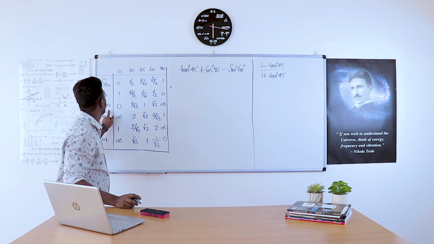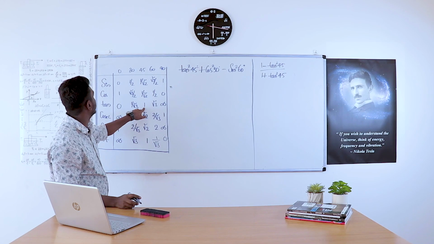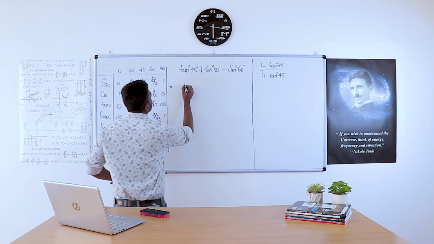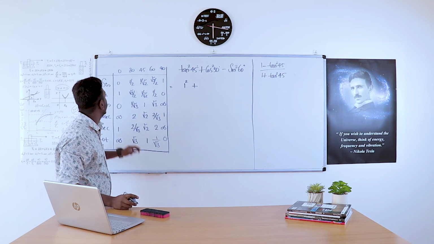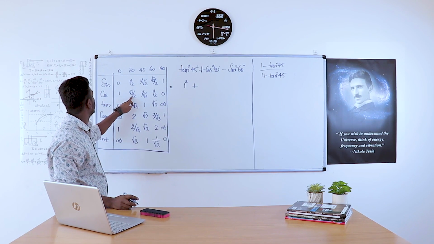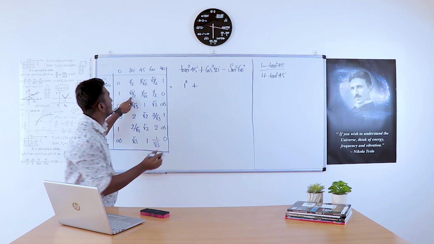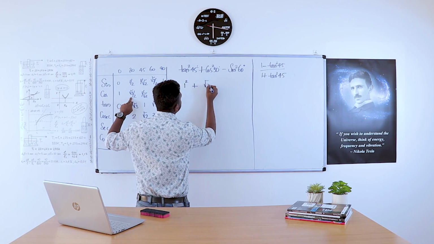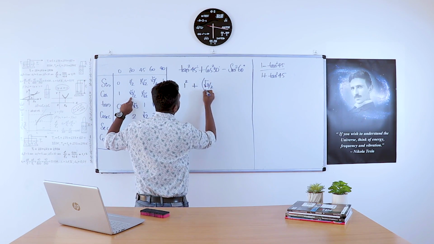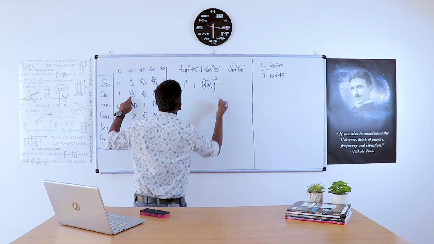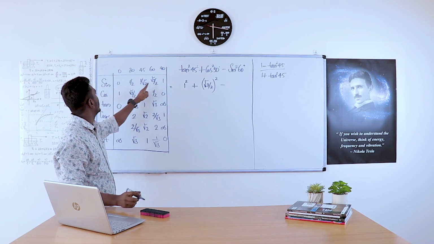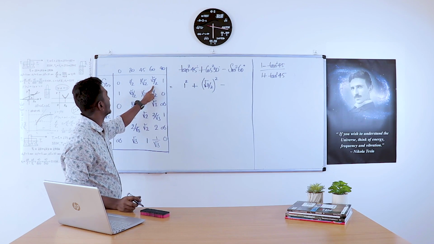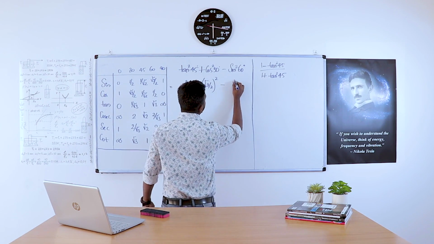What is tan 45? Look at the table. Tan 45 is 1. So 1 square plus cos square 30. What is cos 30? Just look at the table. Cos 30 is root 3 by 2. Then square. Minus sin square 60. What is sin 60? Sin 60 is root 3 by 2.